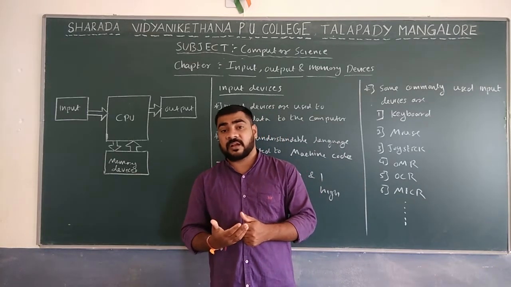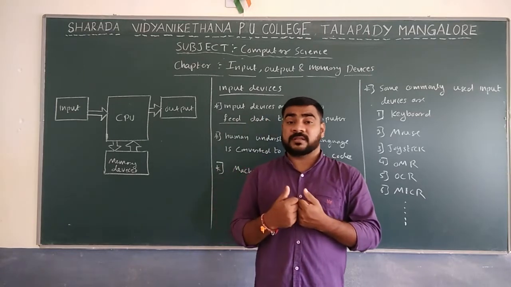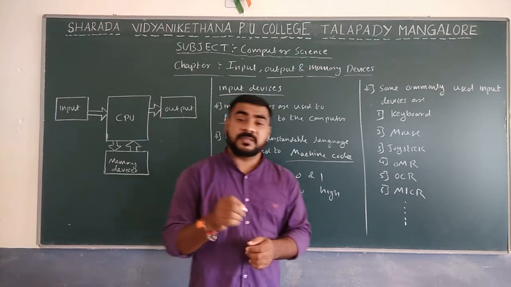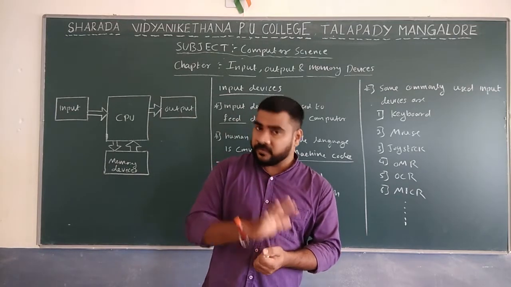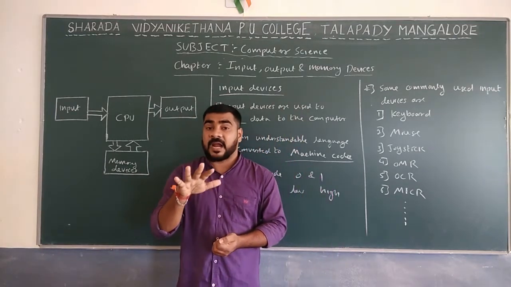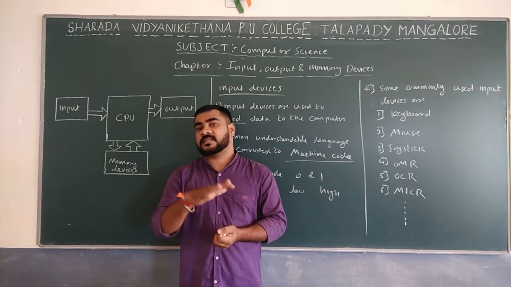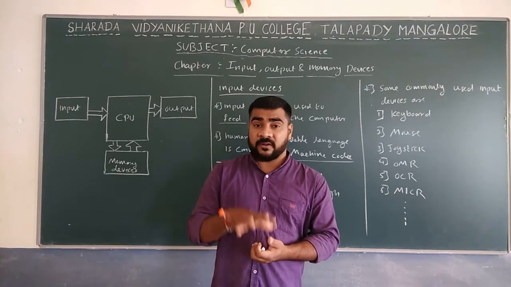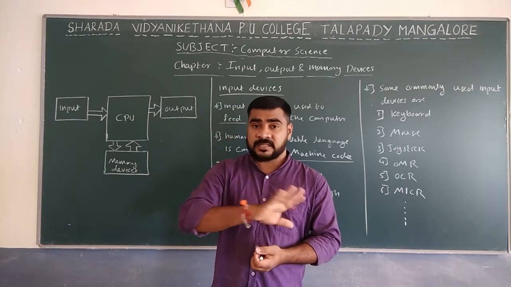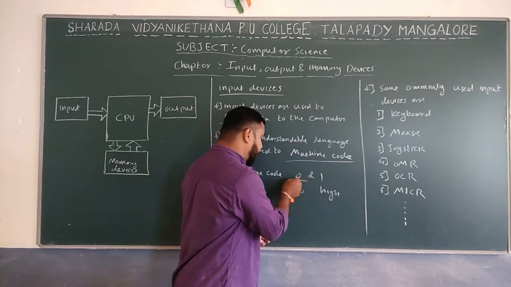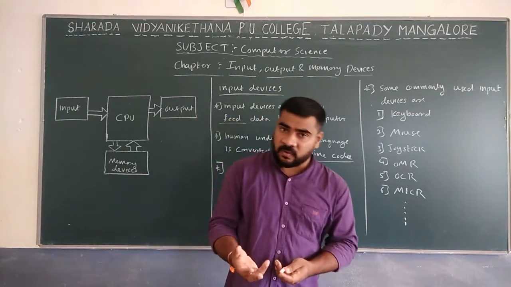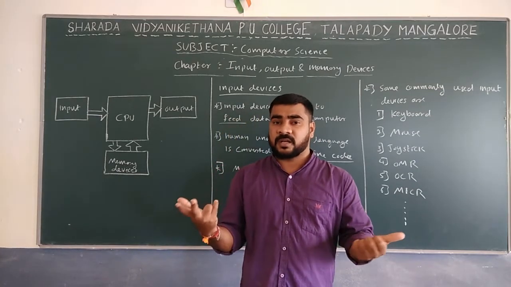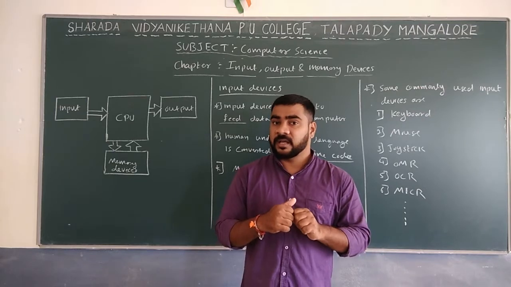What is machine understandable language? There is only one language, known as machine code. Machine code is also known as binary values. Only binary values can be understood by computers. We already discussed how to convert all the data into binary. Normally we say the computer will understand binary code or machine code. Machine code means what? It is 0 and 1.